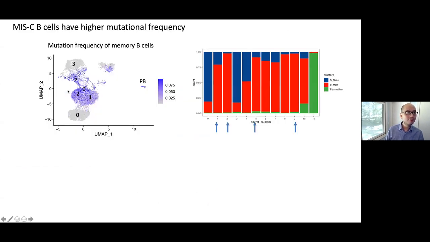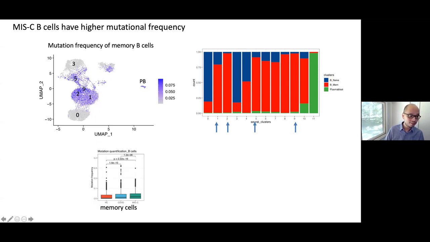So finally, the other thing we notice in the B cells is that some of the specific cell subsets, particularly the memory cells and plasmablasts, have a higher mutational frequency in the MIS-C patients. I'm highlighting several clusters here. These are the memory ones, 8, 1, 2, 5, and 9, while the plasmablasts are also included. If you look at the VDJ frequency of mutations, you see that in COVID they increase, but in MIS-C they are even higher compared to COVID.